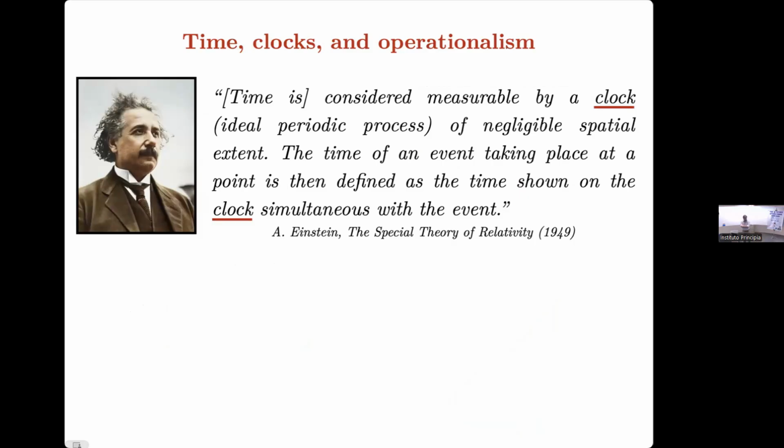Starting back with what is time, going back to Einstein, and this nice essay he wrote in 1949, he says, time is considered measurable by a clock of negligible spatial extent. The time of an event taking place at a point is then defined as the time shown on the clock simultaneous with the event. So going back to the question Nadja asked at the very beginning, what is time? Here's Einstein's answer. Time is what's measured by a clock.